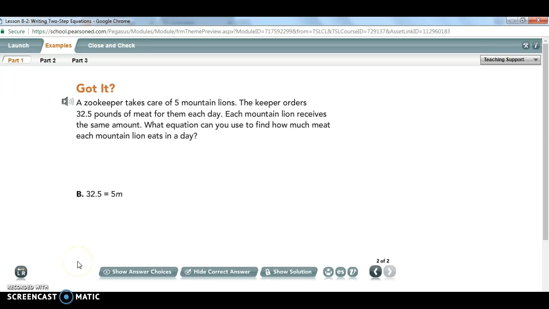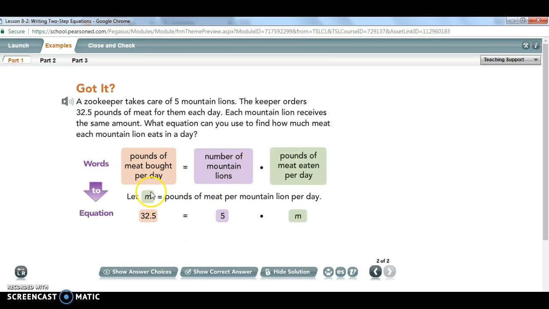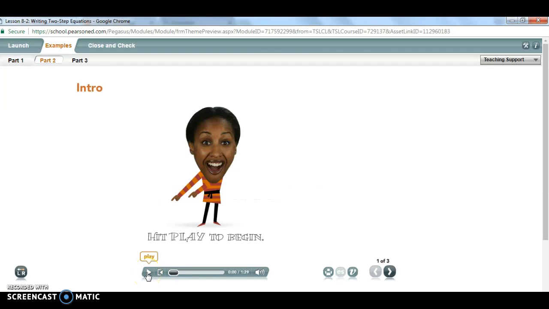The correct answer is B. 32 5/10 equals 5M. And here is the example of how we got that problem. So pounds of meat bought per day equals the number of mountain lions times the pounds of meat eaten per day. Then you just plug in the numbers for each part of the equation. Moving on to part 2.